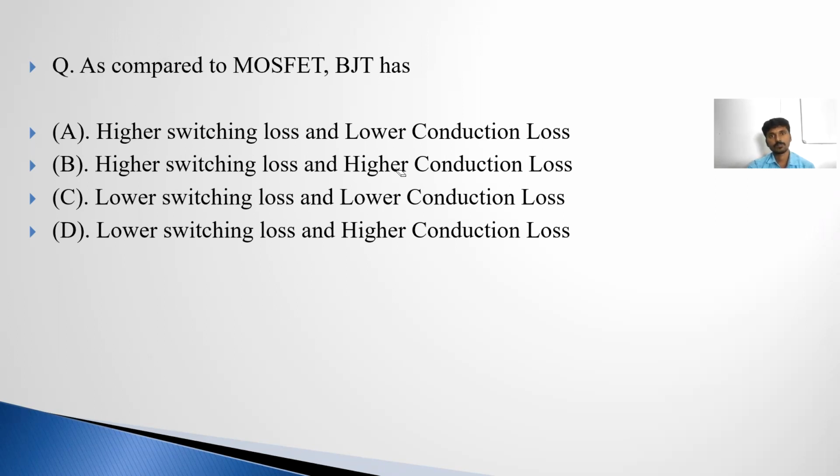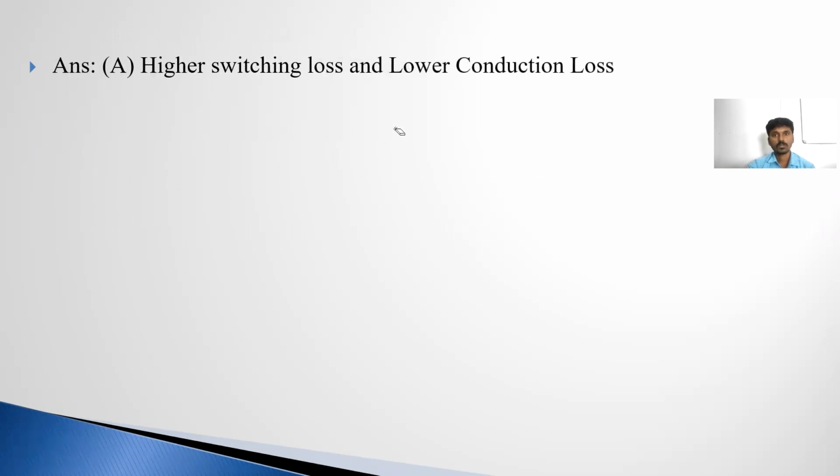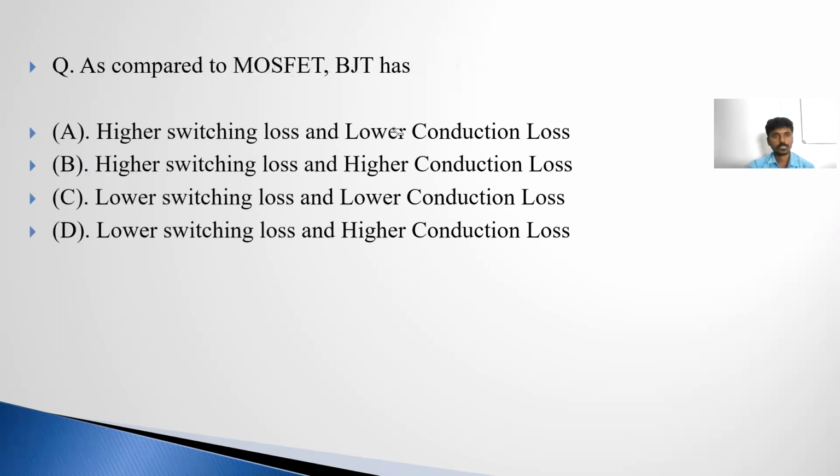As compared to MOSFET, BJT has... So for this answer, we have to remember the table which I have given. The table you will have to remember. Clear? So higher switching losses and lower conduction losses. Which answer is it? Higher switching losses and lower conduction losses. MOSFET is having the higher switching and lower conduction loss.